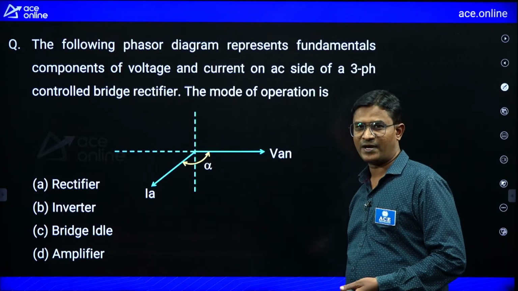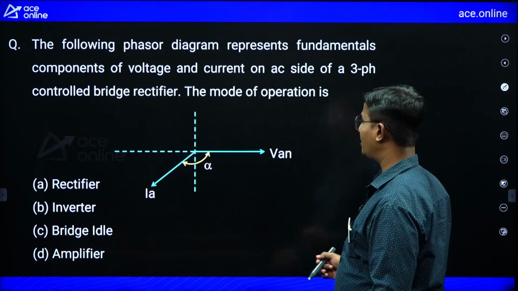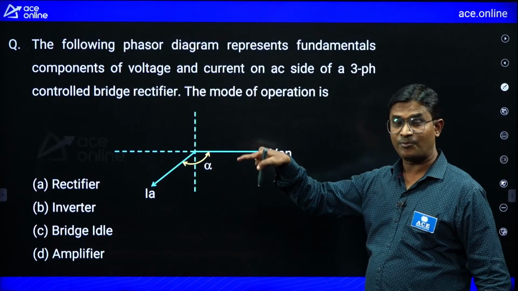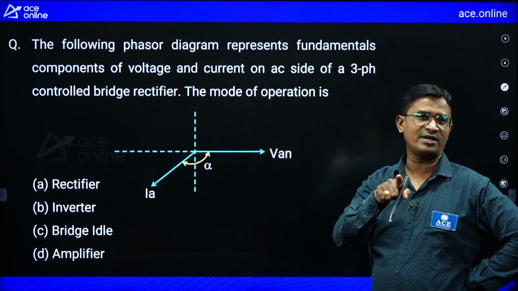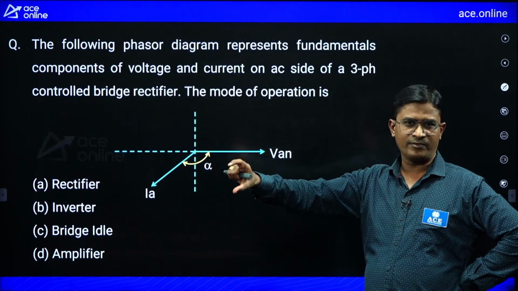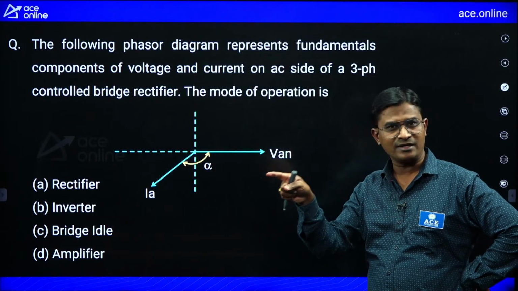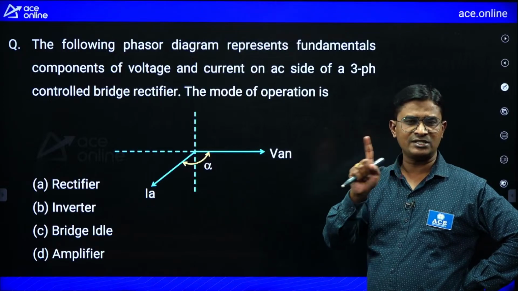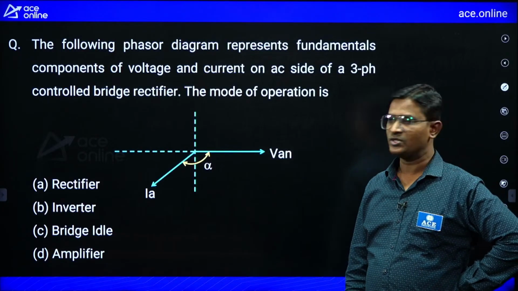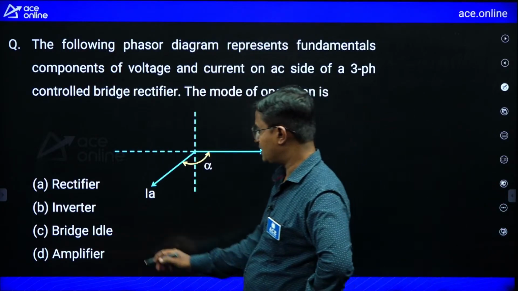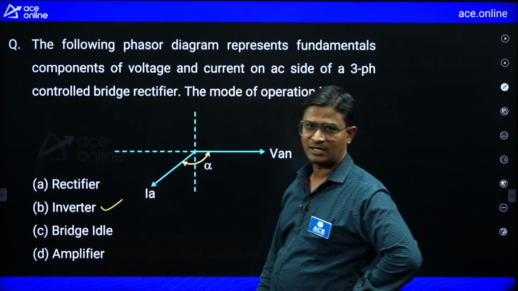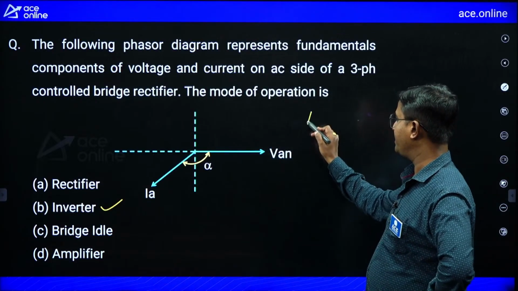Yes. If alpha is greater than 90 degree, it means it is inverter mode, right? Check while discussing the important points in AC to DC converter, I have written one point, inverter mode operation. In inverter mode operation, I have written the required conditions also. In that, one condition was alpha greater than 90 degree. So here alpha greater than 90 degree means it is inverter mode operation, right? So the correct answer is option B.